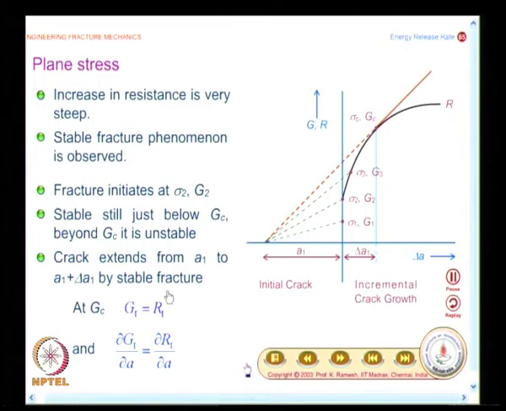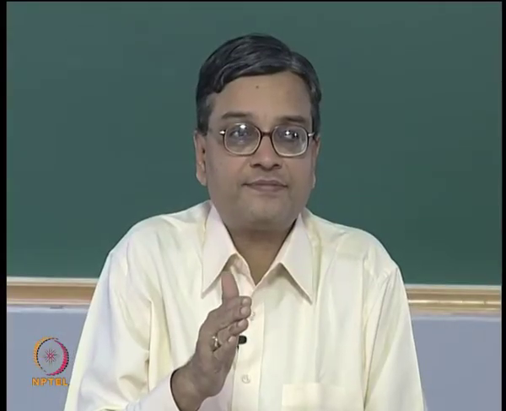So, the necessary condition is G equal to R. The sufficient condition is dou G by dou A equal to dou R by dou A. So, in this zone only the necessary condition is satisfied. So, whenever the necessary condition is satisfied, the crack will propagate by a small extent, provided the load is increased.